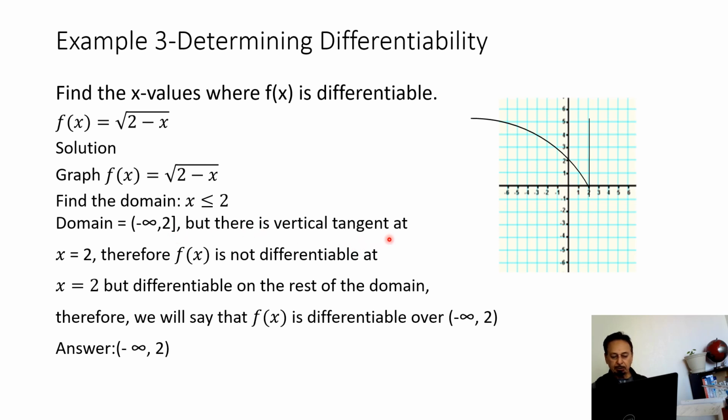But there is a vertical tangent at x equals 2. So therefore f of x is not differentiable at x equals 2, but differentiable on the rest of the domain. So we'll say that f of x is differentiable over minus infinity to 2, excluding 2.